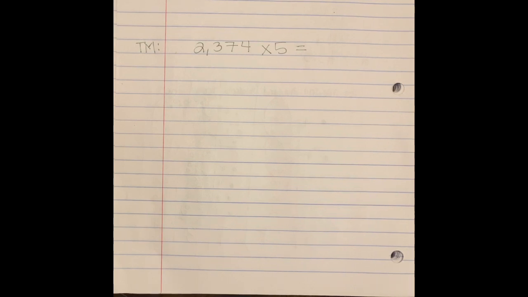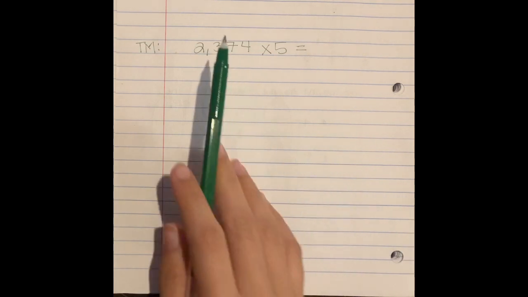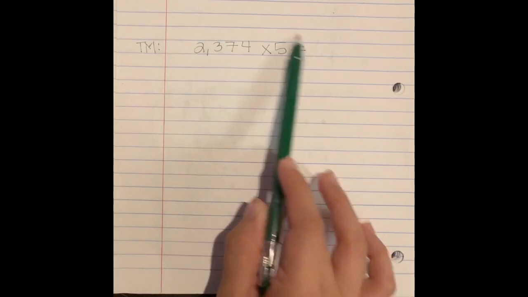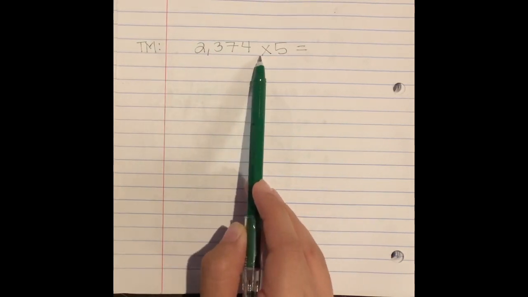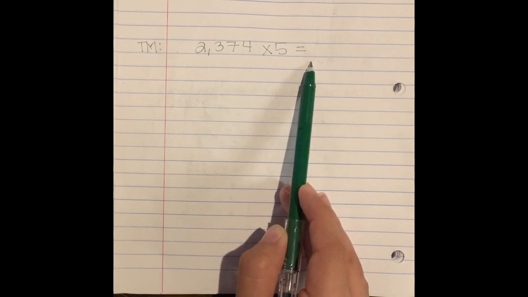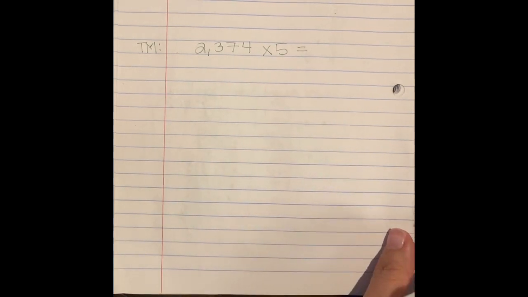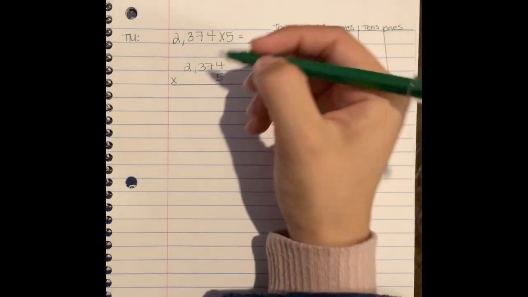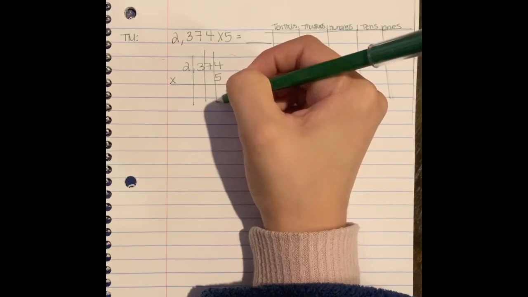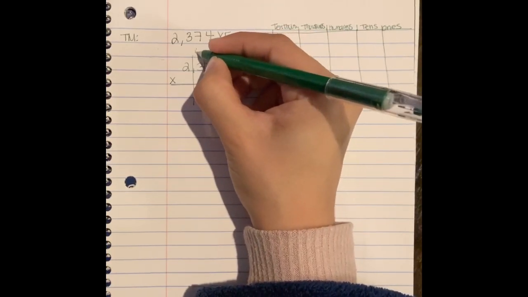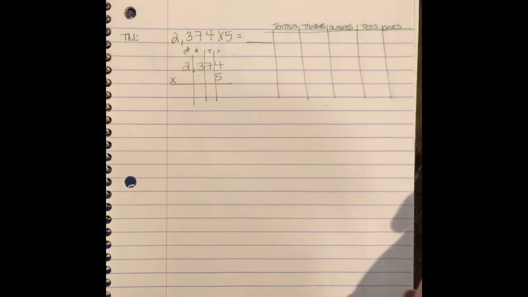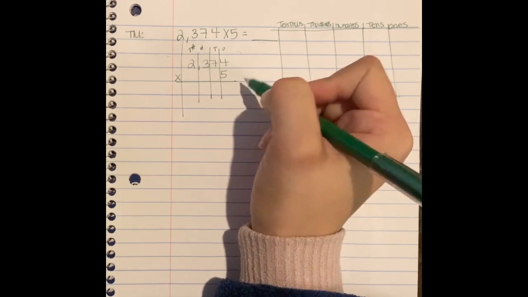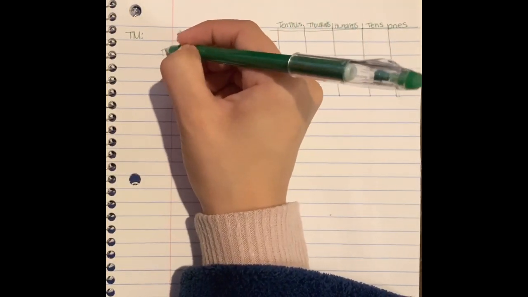So today we're going to be multiplying using the standard algorithm and place value disks. The first thing I'm going to do with my problem, 2,374 times 5, is set this up in standard algorithm. I'm also going to do my place value disk chart, and separate my digits by their place value. I'm going to go to the 10,000s just in case, because I know that 2 times 5 is 10, so that's going to go over.